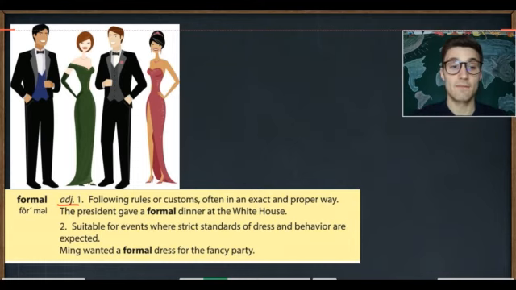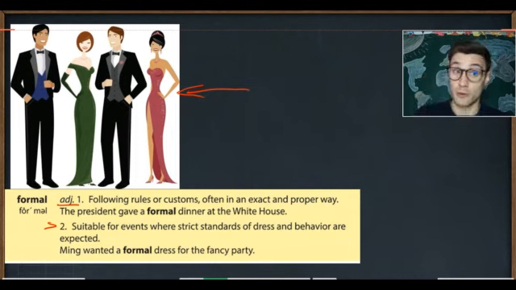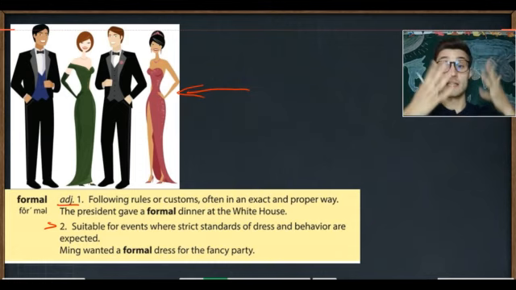The next meaning for formal is suitable for events where strict standards of dress and behavior are expected. So if it's a formal party, you have to dress like this. You have to wear a suit and tie. On an invitation you will see the dress code. If it's casual, you can wear whatever you want. If the dress code is formal, that means you have to wear a suit, a black suit, and a tie. Women have to wear a nice dress.